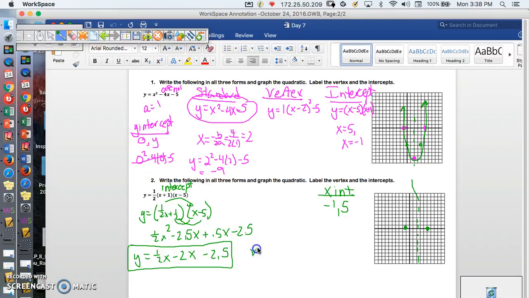And let's see if we get the same thing here. To find our vertex from this, x equals the opposite of b over 2a. So that would be 2 over 2 times 1/2, 2 over 1, so it's at 2. And then y equals 1/2 times 2 squared, minus 2 times 2, minus 2.5. So this would be 2 minus 4 minus 2.5, which is -4.5.